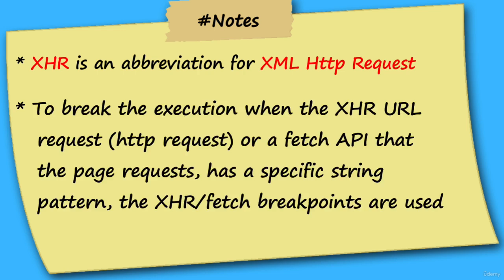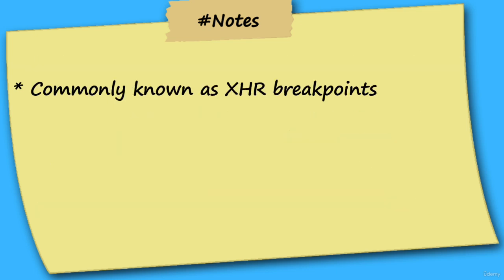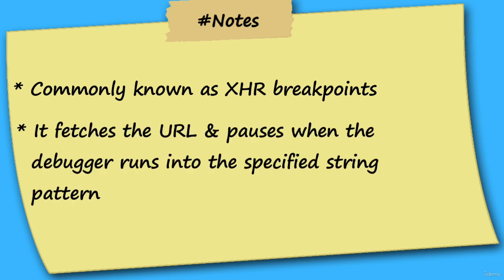If you want to break the execution when the XHR URL request, that is an HTTP request, or a fetch API request that the page makes has a specific string pattern, the XHR or fetch breakpoints are used, commonly known as XHR breakpoints. It fetches the URL and pauses when the debugger runs into the specified string pattern.